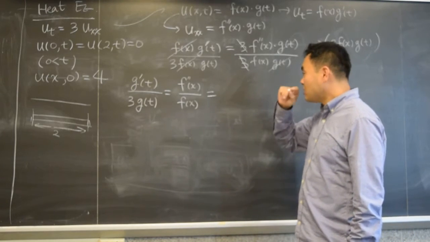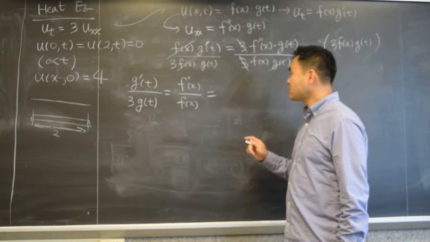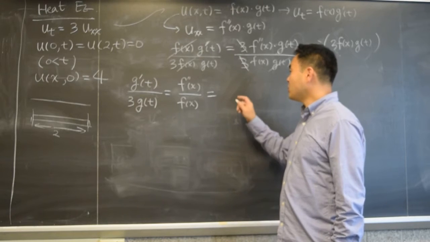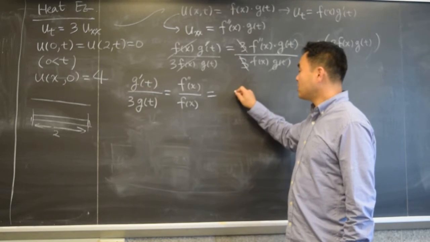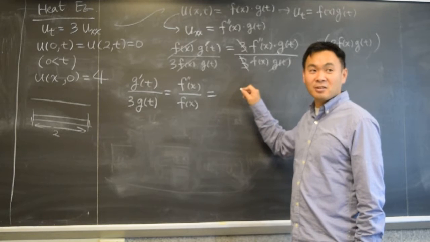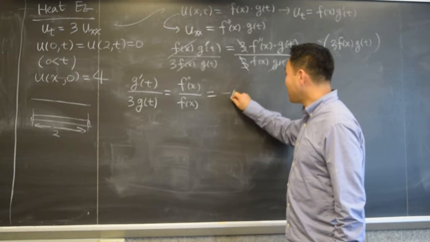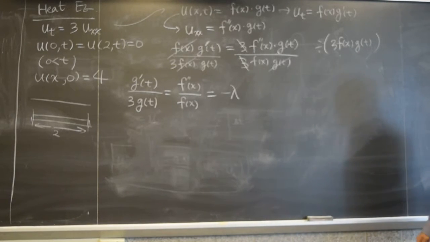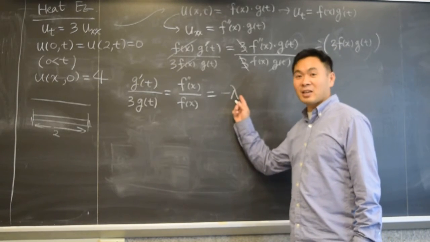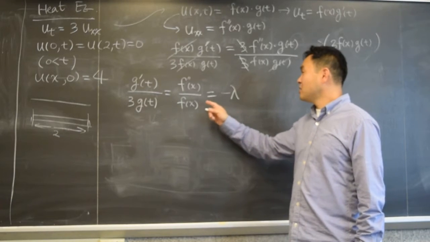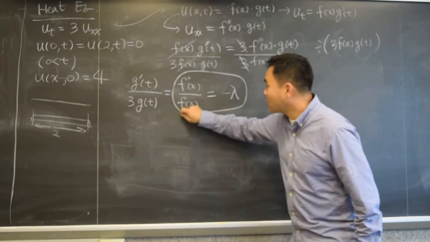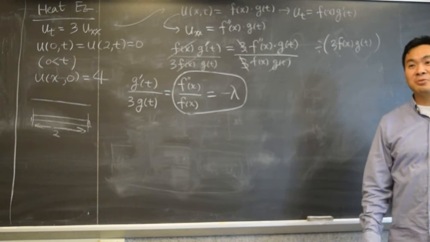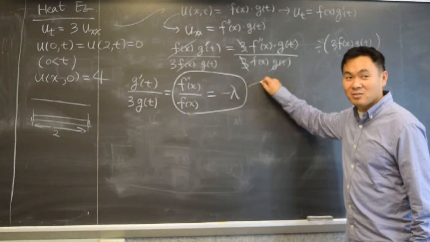So now, however, instead of putting c for constant here, I'm going to put negative lambda. Okay. Now, why would I do that? That's because if you write this as negative lambda, then suddenly this part of the equation turns into something that we have solved before. So let's see what that is.